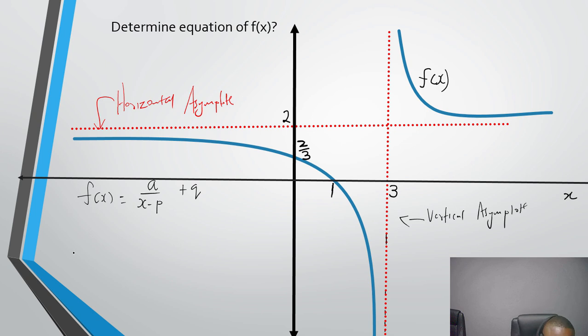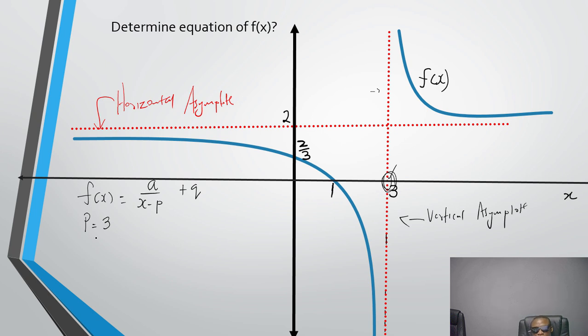So what is going to be the value of p? You look at the x asymptote on the graph. The x asymptote is going to be a vertical asymptote. The x asymptote must pass at the x-axis. You see this vertical asymptote passes at the x-axis where x is free. It passes here. So we say the value of p is equal to 3.